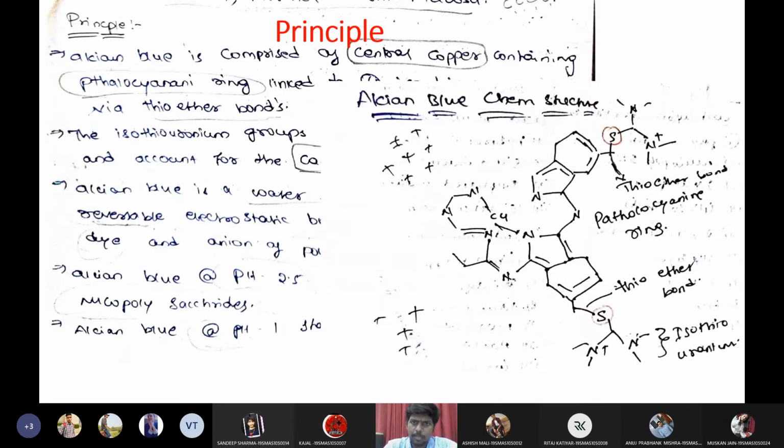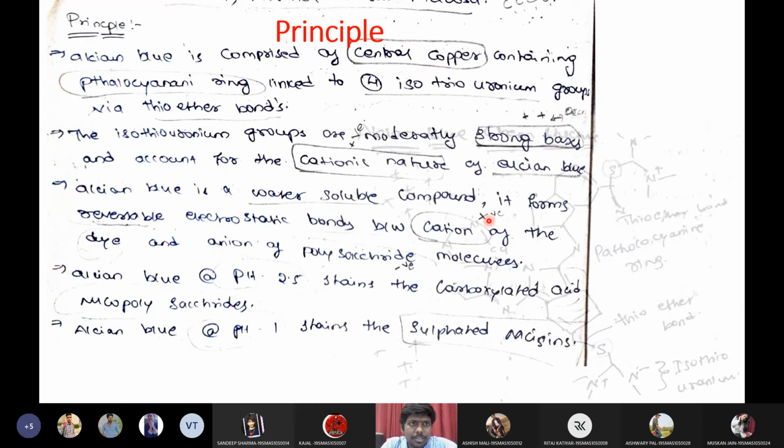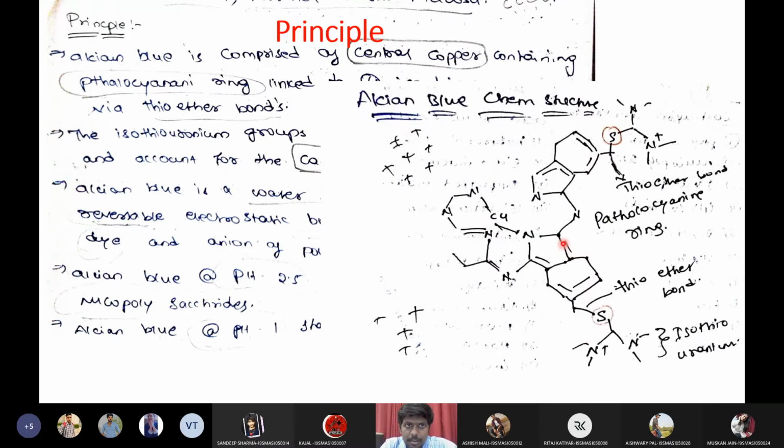So in the principle, very simple, students. This particular stain has a central copper ring. It has a central copper ring. Okay. Now this central copper atom is surrounded by a phthalocyanine ring. So this ring is called the phthalocyanine ring.